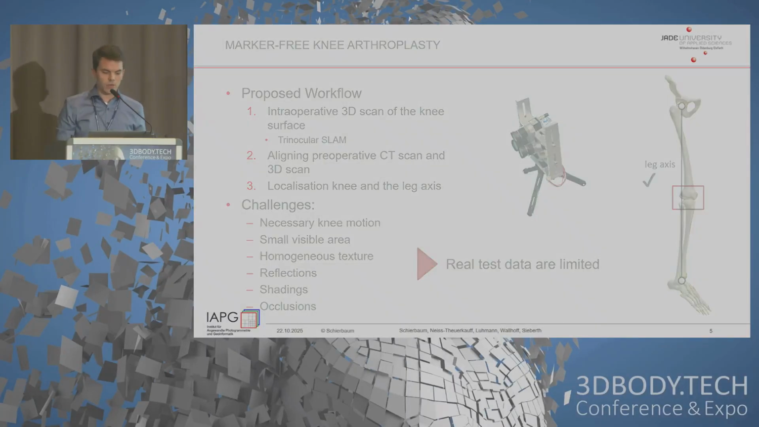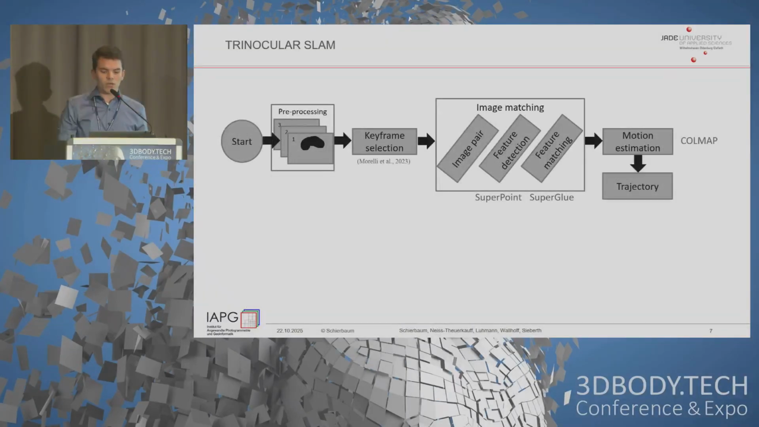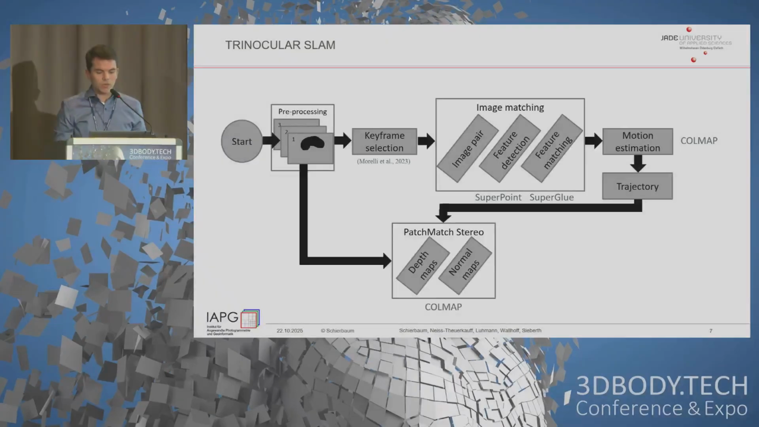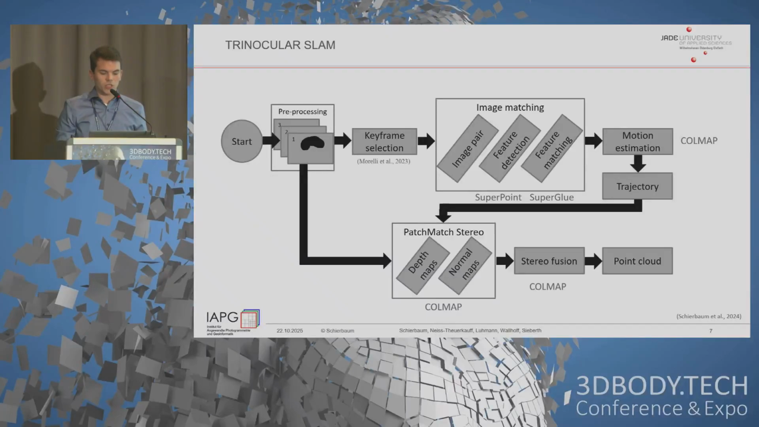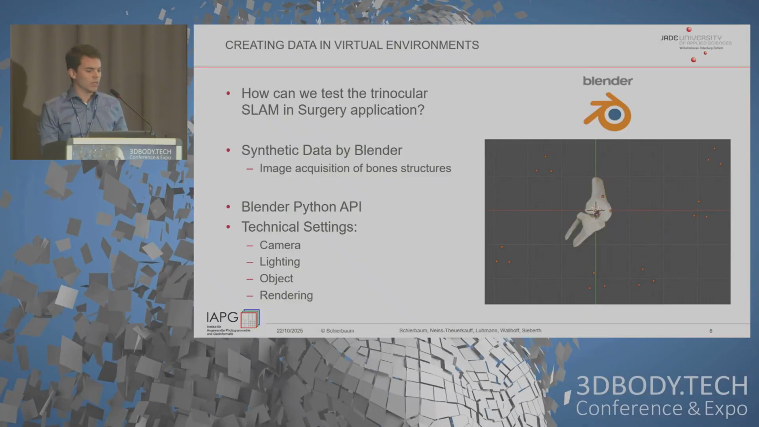I explain the trinocular SLAM, which starts with a pre-processing task, and after it we use a keyframe selection where we perform image matching, where we use feature matching, and we get a motion estimation and the trajectory. We use the trajectory, the known positions of the images, and our mask images from the pre-processing task to perform a patch match stereo and get a point cloud out. How can we test the trinocular SLAM in a surgery application?